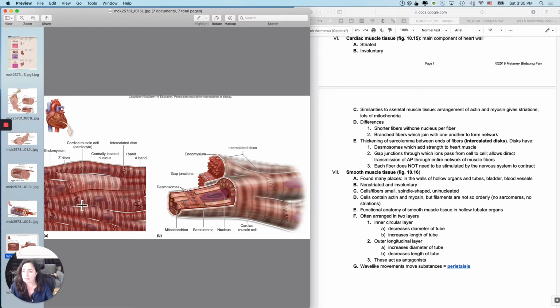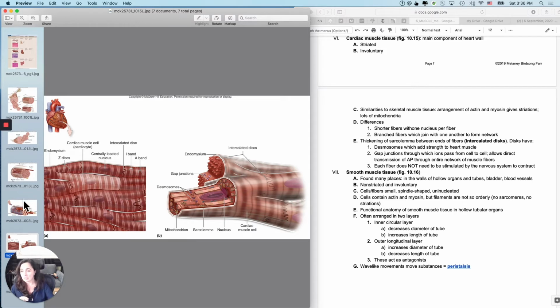And the other thing is the intercalated discs have gap junctions, which means that if I tell this cell what to do, it can actually tell its neighbors. So that's different than skeletal muscle because you don't need to tell every single cardiac muscle cell to contract. Because if you tell one, and they can actually spontaneously initiate it themselves, then they can tell their neighbors. So each fiber does not require individual innervation.